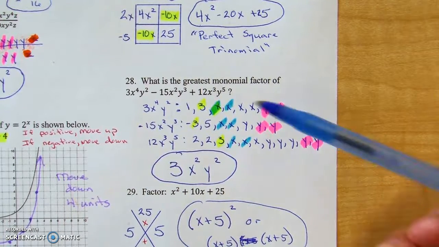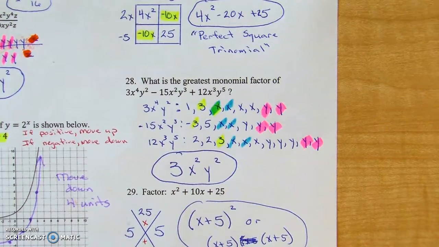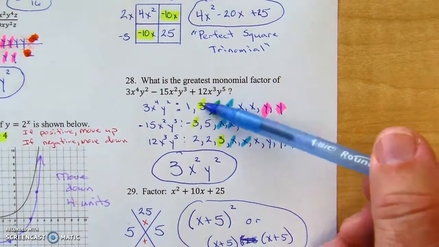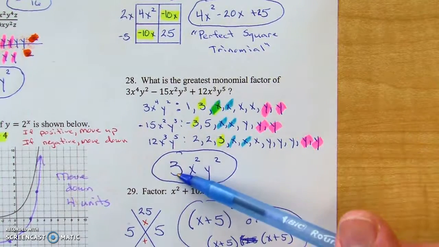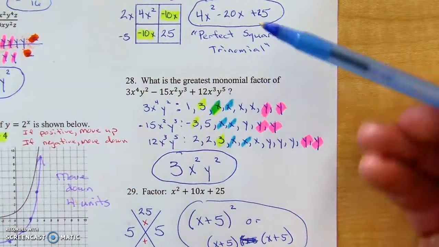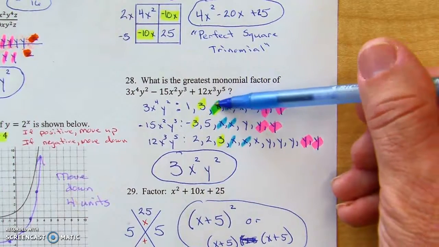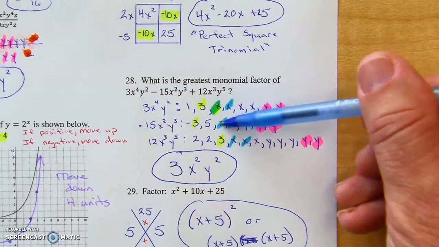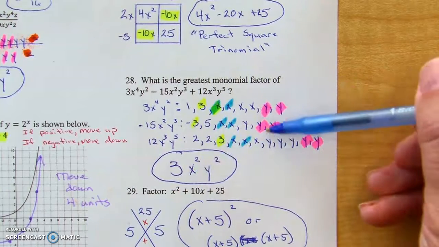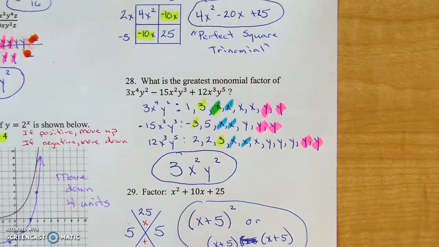Then, using the highlighters, I highlighted what they have in common. They all have a 3, so I put a 3. They all have at least 2 x's, and that's supposed to be a blue one there. So they all have at least 2 x's, so x squared, and they all have at least 2 y's. So that's what they have in common.